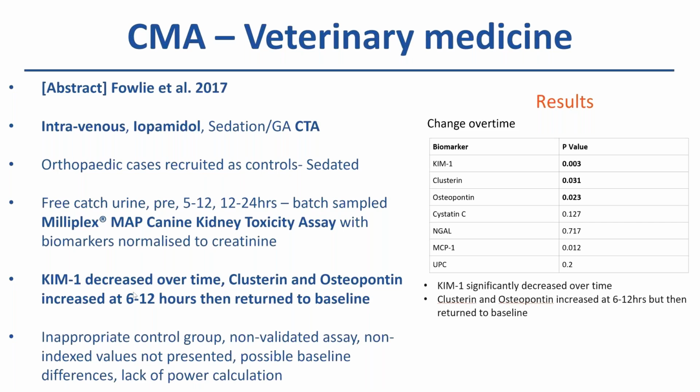And they also didn't provide the non-indexed values, and in human medicine there's this suggestion that in acute kidney injury there are potentially changes in creatinine excretion, and the raw non-indexed values may have better correlation with long-term survival than the indexed values. So it'd be useful to know the actual individual values rather than the index changes. Again, there's a lack of power calculation at this stage as well.